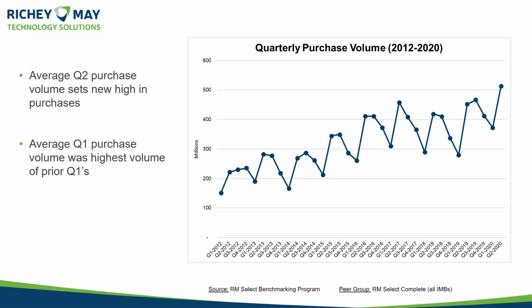One side note: Q2 has been a great quarter in terms of production, but Q1 was also pretty high in terms of purchase production. It was actually the highest Q1 that we've seen of any of the past Q1s. Hopefully that makes sense. If I need to, I can slow it down and explain that on another chart as well.